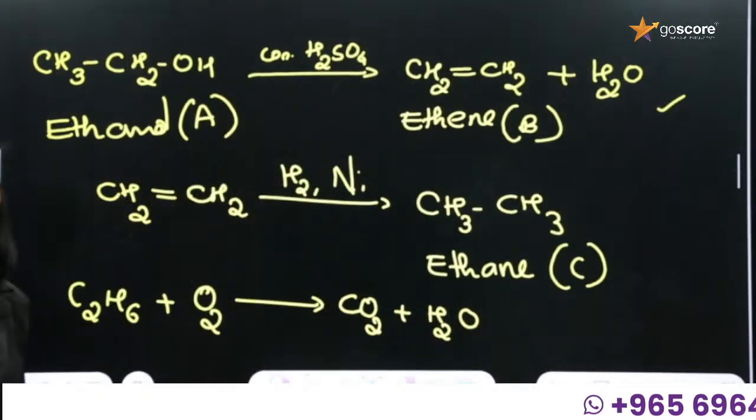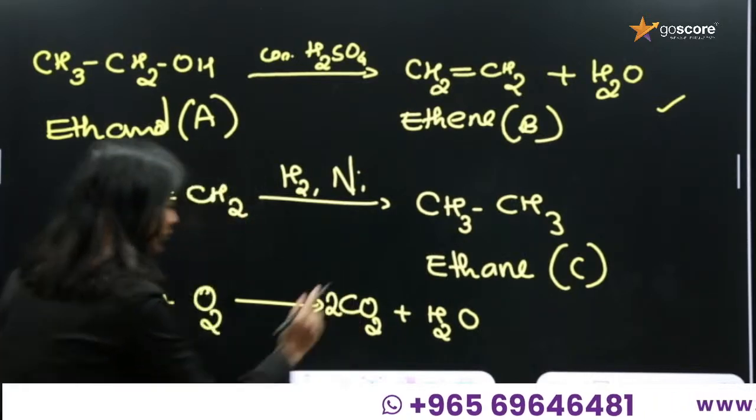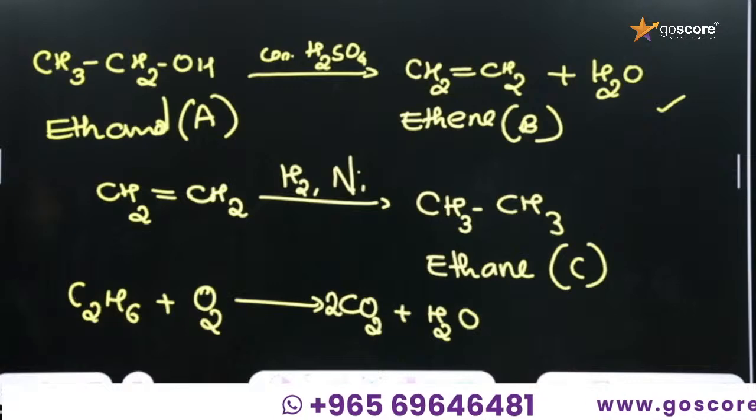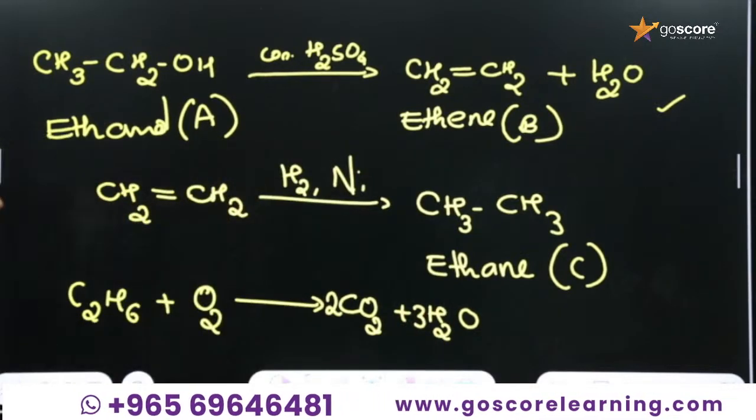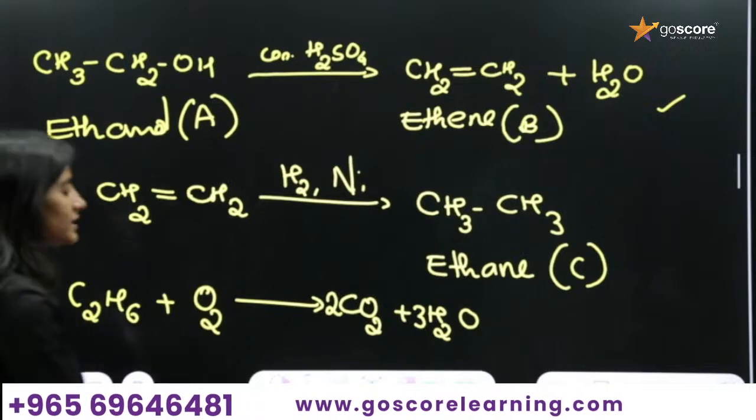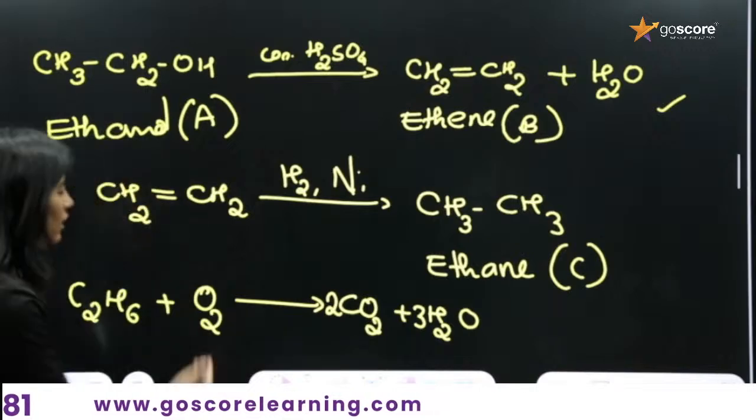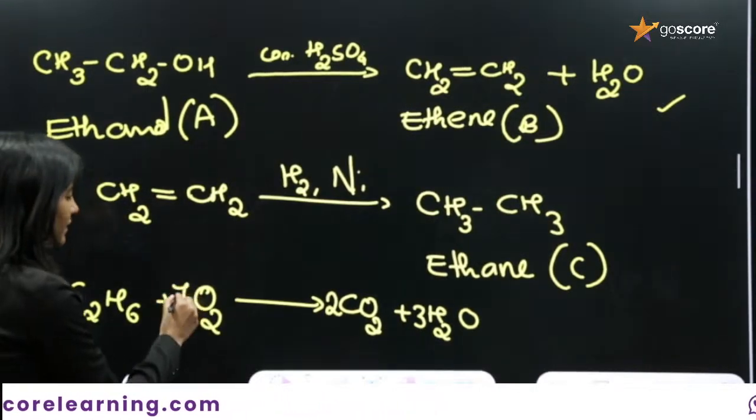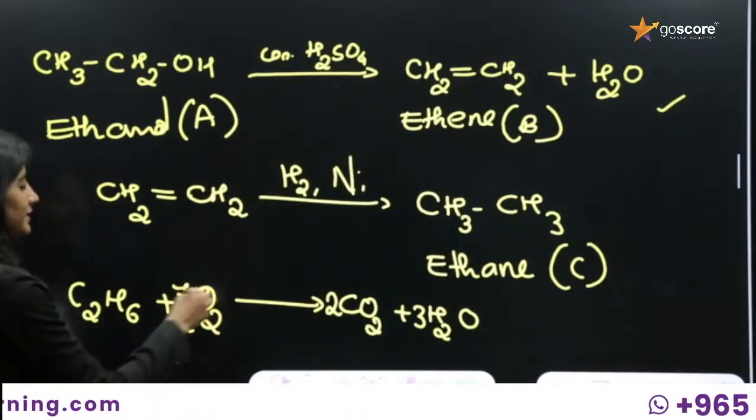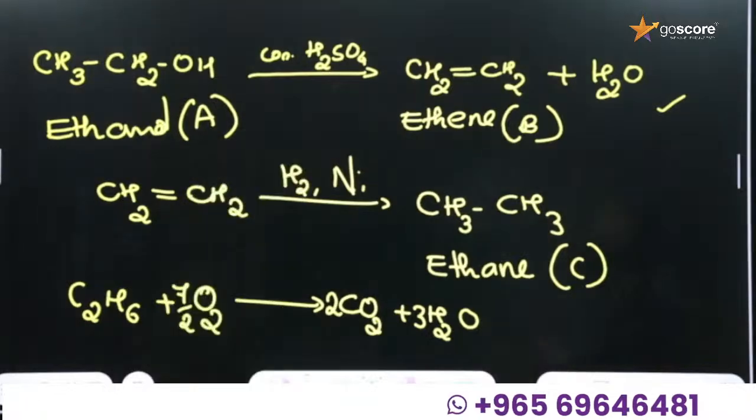Balancing is the real important part. How many carbon atoms? 2 carbon atoms, so 2 CO2. How many hydrogen atoms? 6 hydrogen atoms, so 3 H2O. Now let's balance the oxygen atoms. 2 twos are 4, plus 3, 7. Now we already have 2 over there, so a simple trick: 7 by 2. Balanced.